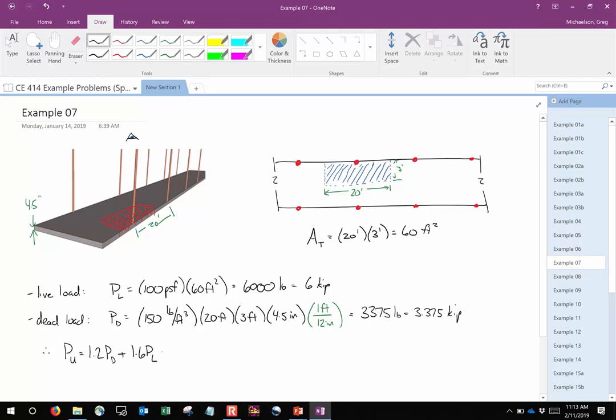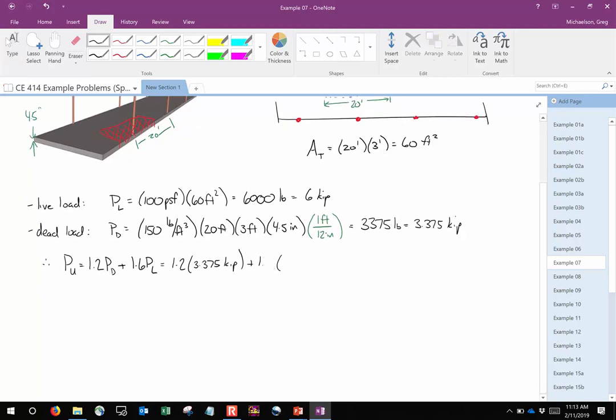1.2 dead plus 1.6 live. Nope, I got that backwards. Let's leave it in kips, and you'll see why in a second. Oh man, my handwriting is not cooperating. And so what does that come out to be?